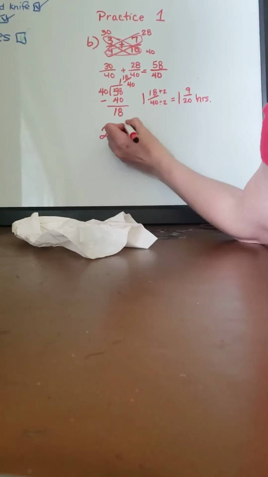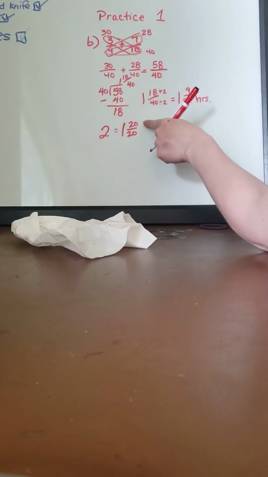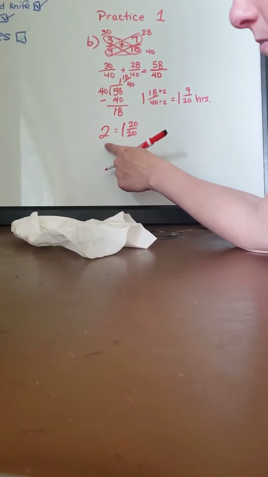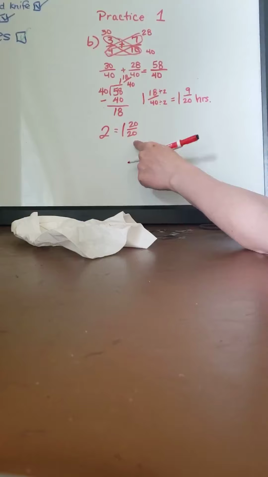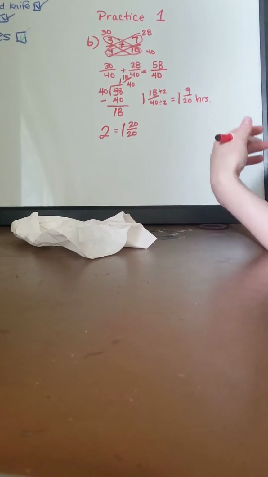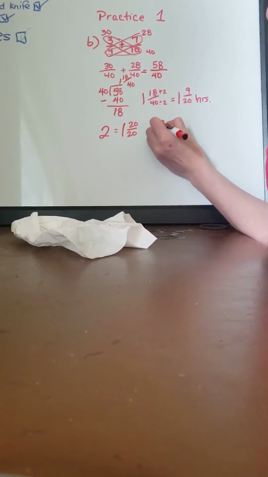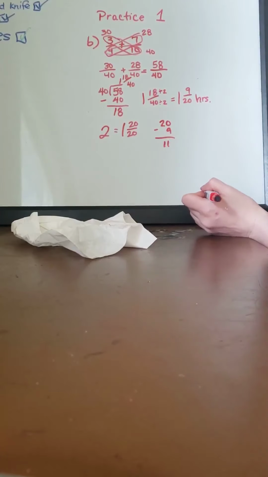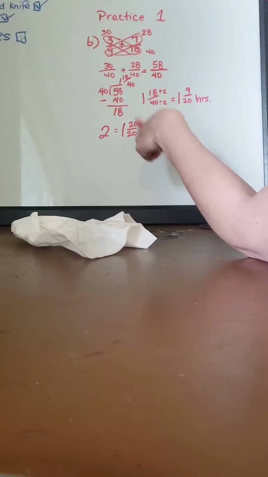2 is like saying 1 and 20/20ths, because 20 over 20 equals 1, and 1 and 1 is 2. So how do I get from 9/20ths to 20/20ths to make this whole number? Well, 9 plus what equals 20, or 20 minus 9 equals 11. So it would take 11 more 20ths to get 2.